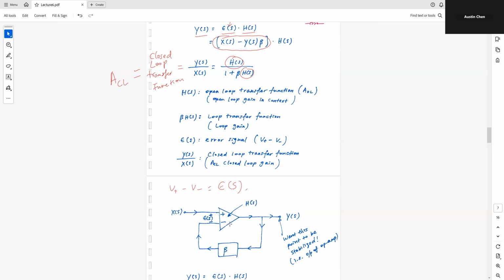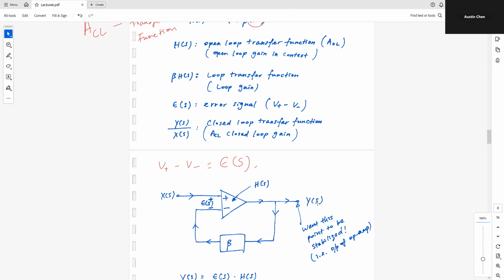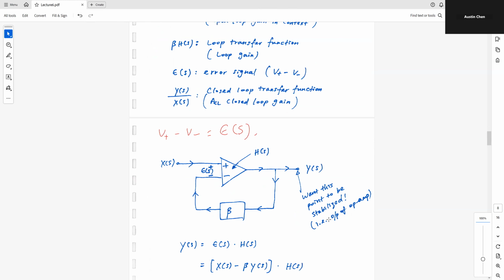So then the question is, why do we need negative feedback? Why is negative feedback good in this case, in the context of the op-amp? Well, for a moment, let me zoom in here. For a moment, if we assume, remember, this is my output, and this is my input.